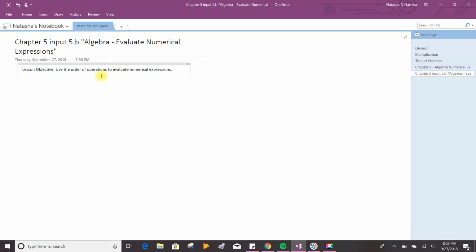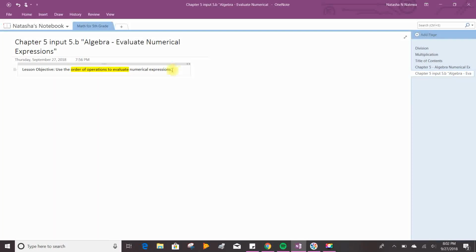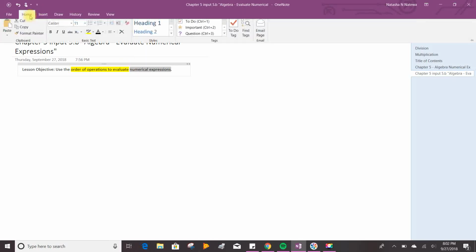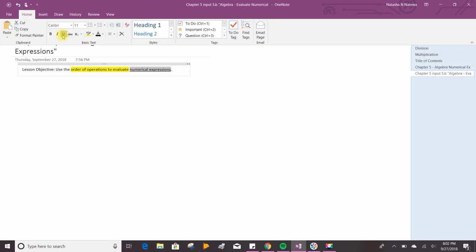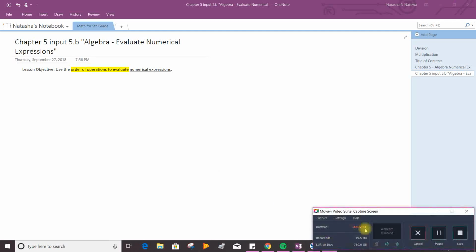Now, I want you to take a highlighter and highlight order of operations to evaluate. We're going to use the order of operations to evaluate numerical expressions. Then you can underline numerical expressions, because that's what we're doing. We're learning how to use the order of operations to evaluate numerical expressions. Now the question is, what is the order of operations?